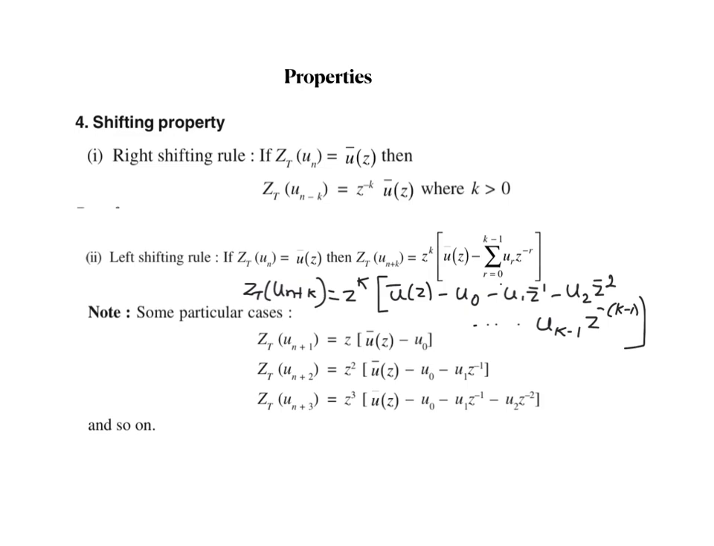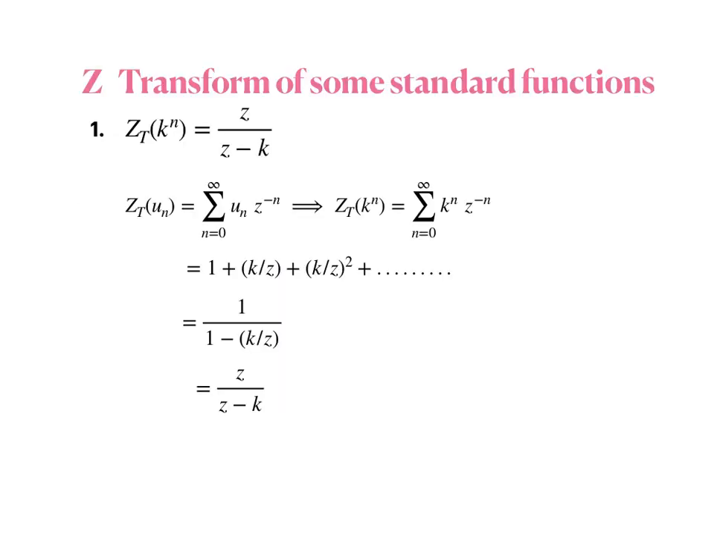This is our shifting property, and we have 2 shifting properties. In that, we are using the left shifting rule very much. Next, we are discussing z transform of some standard functions. We have some set of functions, for which we can remember the formulae and obtain the result directly.